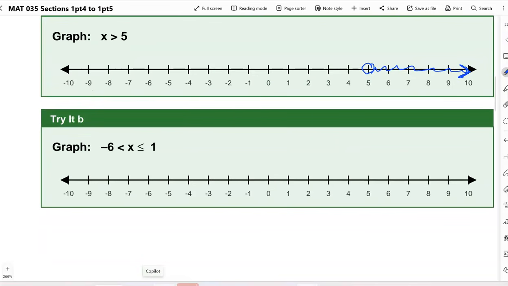In B, we're looking at -6 is less than x is less than or equal to 1. -6 will be an open circle. 1 will be a closed circle. And we're going to shade in between because x is in between.